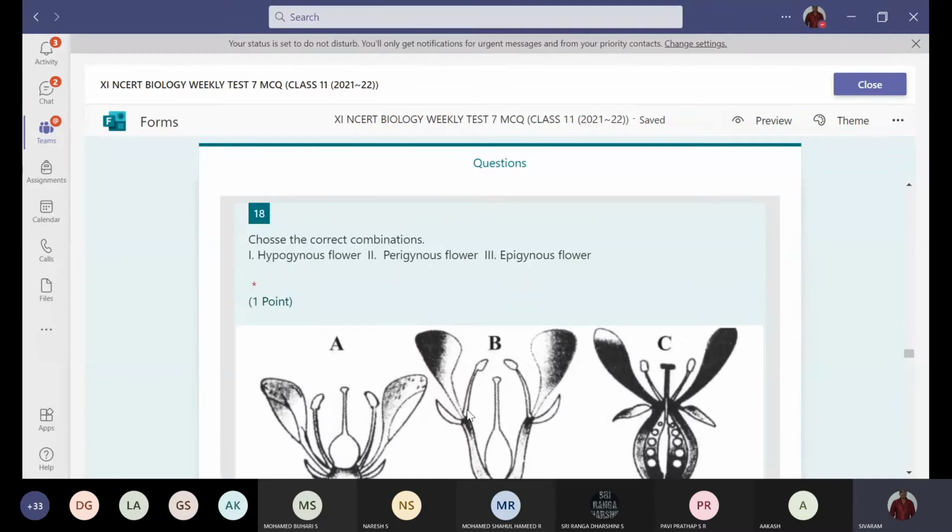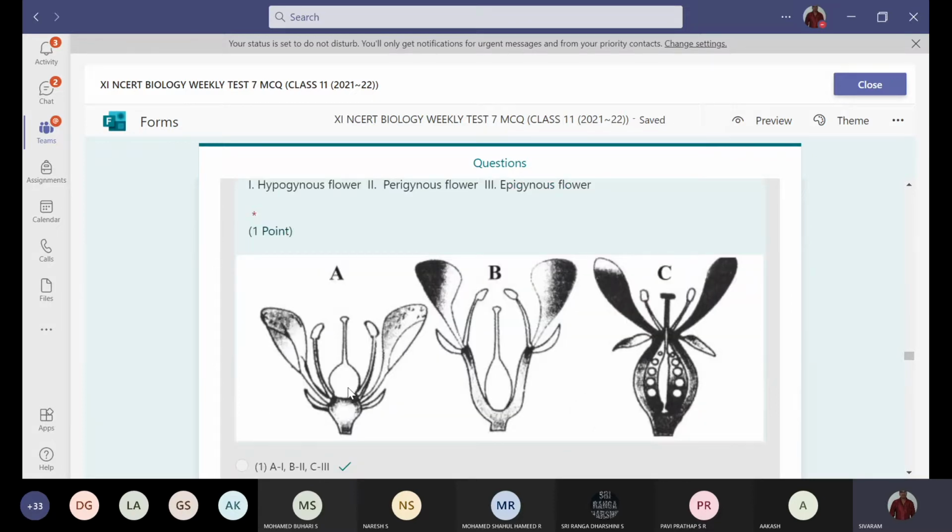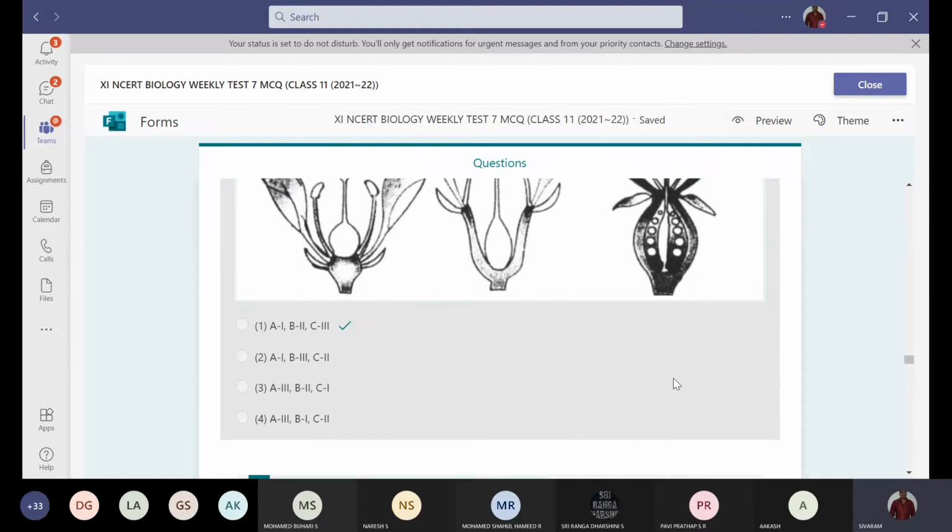And next, choose the correct combinations. Hypogynous, perigynous, and epigynous. So here A is hypogynous, B is perigynous, and C is epigynous. So A1, B2, C3. So option A, that is the first.